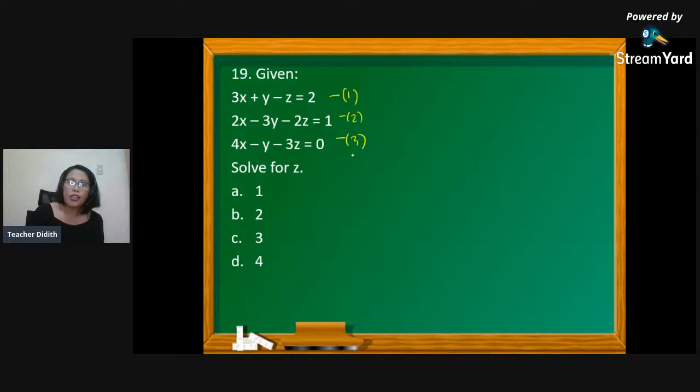And let's consider equation 1 and 3 first, and let's eliminate y. So we have 3x plus y minus z. Oy, may mga answer na sila. Equals 2. And then 4x minus y minus 3z equals 0. Okay? And we'll perform addition. So makakancel si y dito. So we have 7x and then minus 4z equals 2. So this is our equation 4.